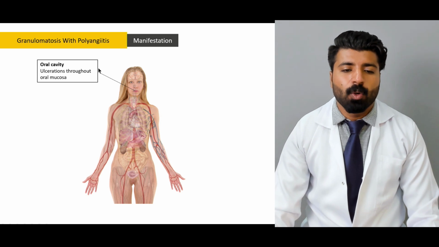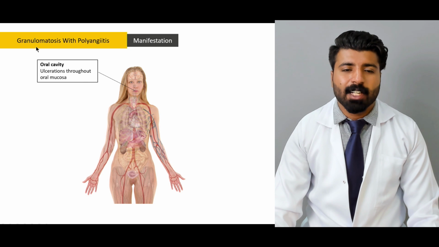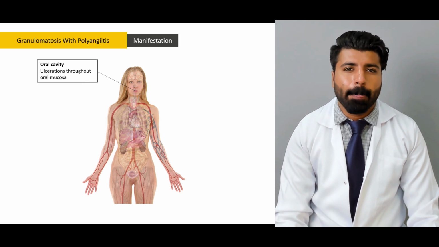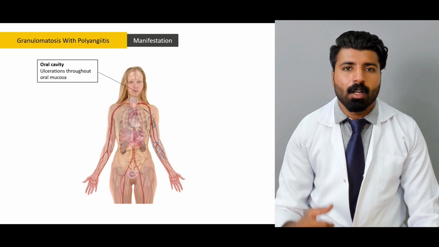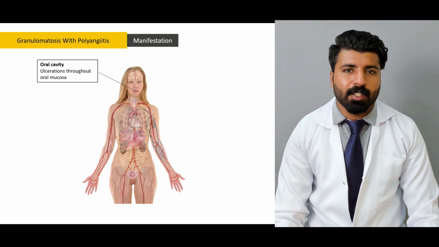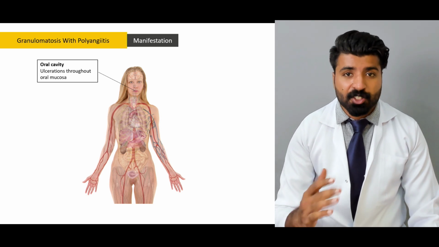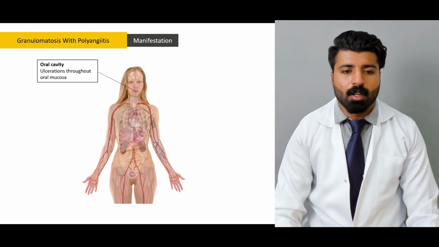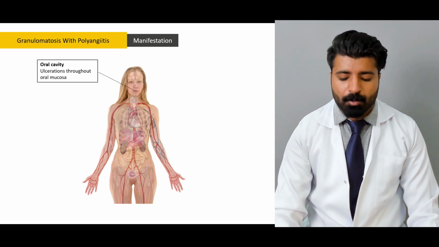First of all, in the oral cavity, ulceration throughout the oral mucosa will be happening in this kind of patient. Why do you think this is happening? Actually, it's an autoimmune disease. In this disease, immunity turns on itself, and it's going to destroy everything in its way. Which structures are going to get destroyed? We're going to talk about them. First of all, the oral cavity will be destroyed. A lot of ulcers will happen on the oral mucosa.